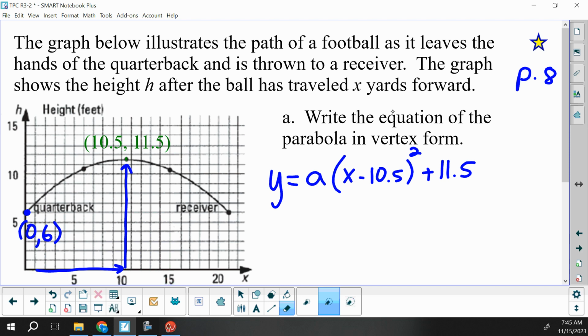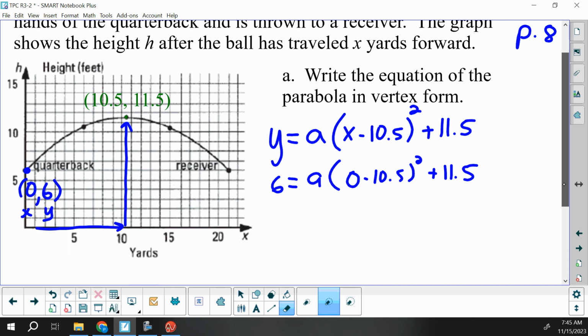So the x is 0, the y is 6. So where we have y, we're just going to fill in 6. Where we have x, we're going to fill in 0. And now the only missing thing is the a.